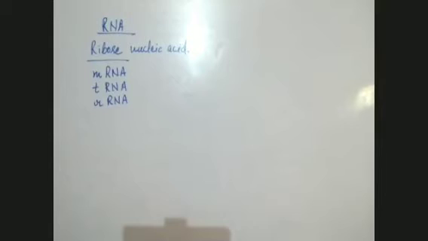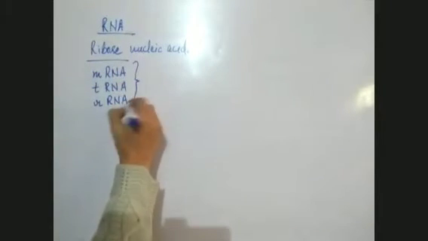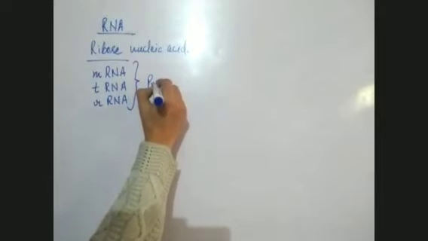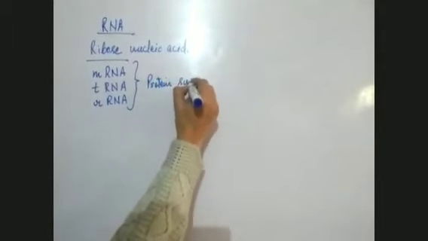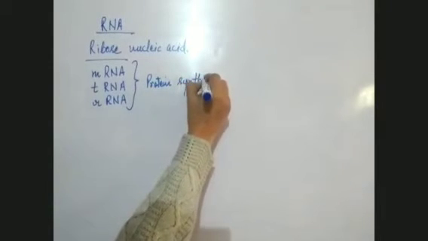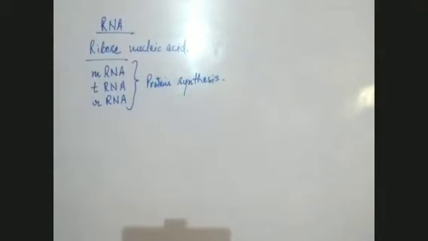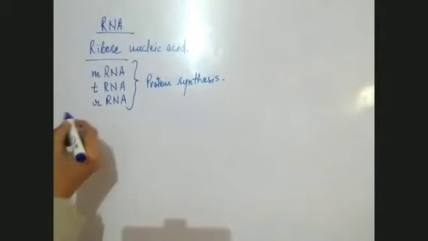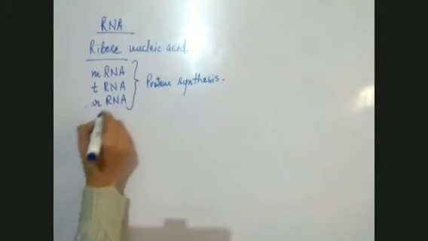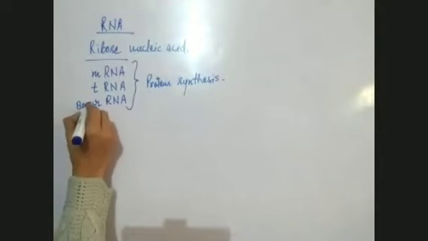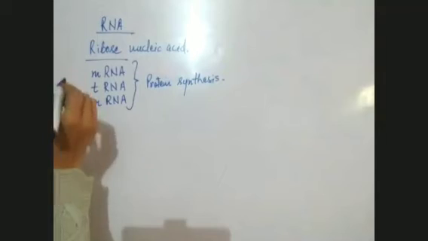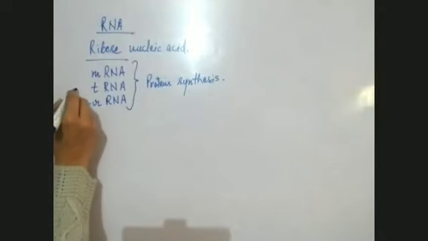Okay, and all these three RNAs are required for one process, and that process is protein synthesis. All these three RNAs are required for the process of protein synthesis. Out of all these RNAs, the RNA which is maximum in amount is ribosomal RNA. So ribosomal RNA is 80% of the total RNA.